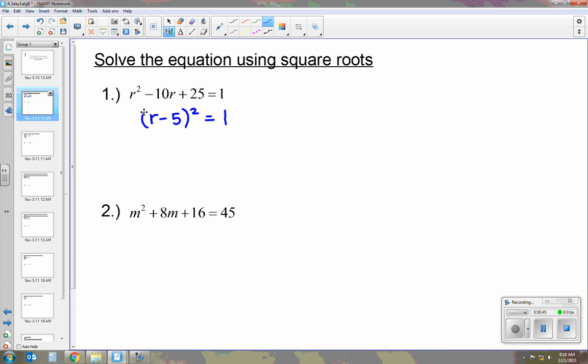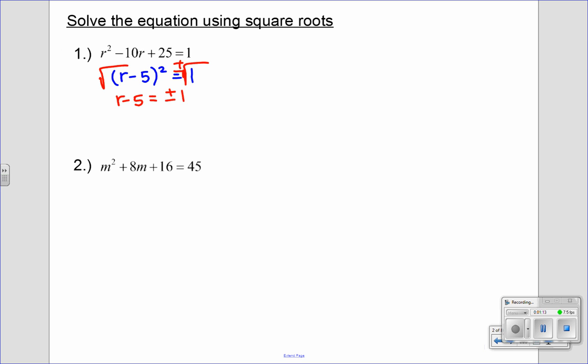Being able to recognize that perfect square trinomial and rewrite it as the square of a binomial is going to be the biggest piece of completing the square. Now that we've rewritten it like this, we've solved problems like this before using square roots. We can square root both sides. Don't forget to do plus or minus. So we have r minus 5 equals plus or minus 1. Now we add the 5 to both sides, and we simplify. r is going to be equal to 4 and 6. And that is our answer.